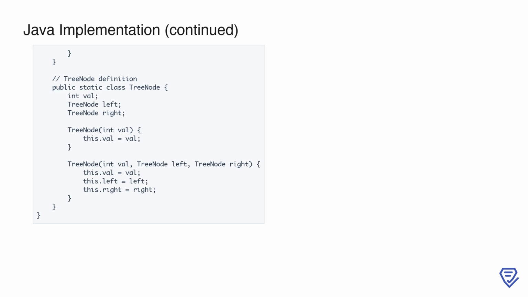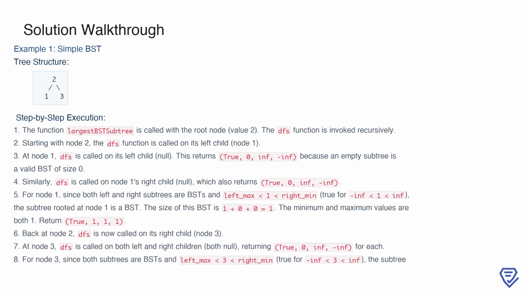This completes the implementation. The overall approach leverages depth-first traversal to efficiently compute the largest BST subtree size in O(n) time, ensuring that each node is visited only once. To begin, we are working with a simple binary search tree where the root node has a value of 2, and its left and right children have values 1 and 3, respectively.